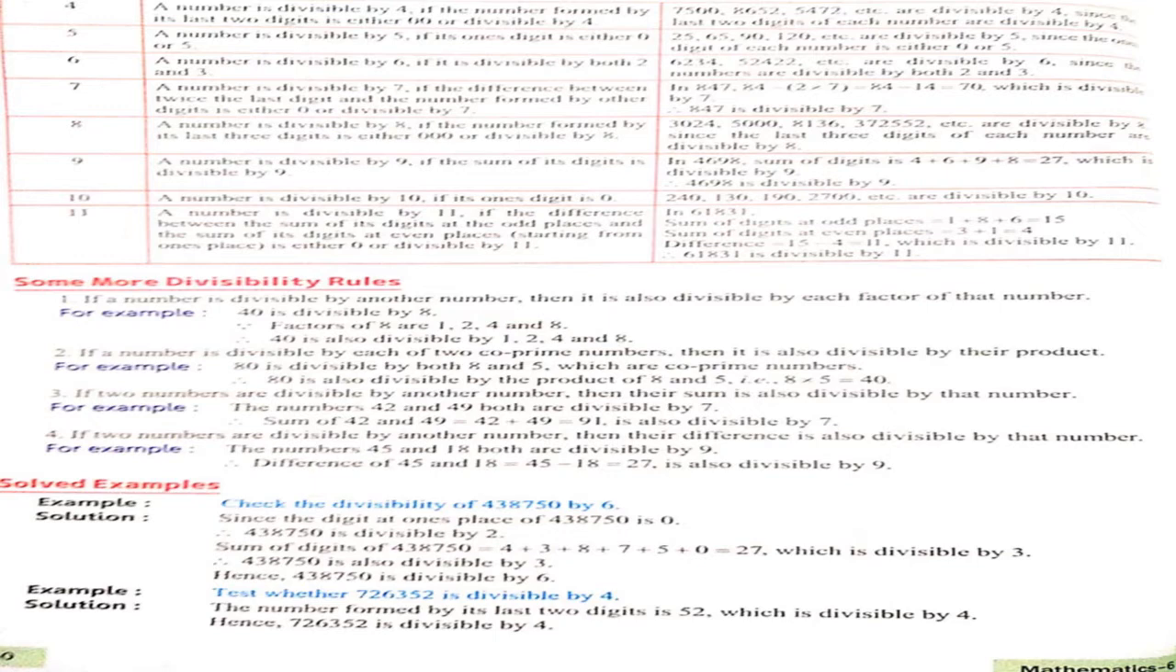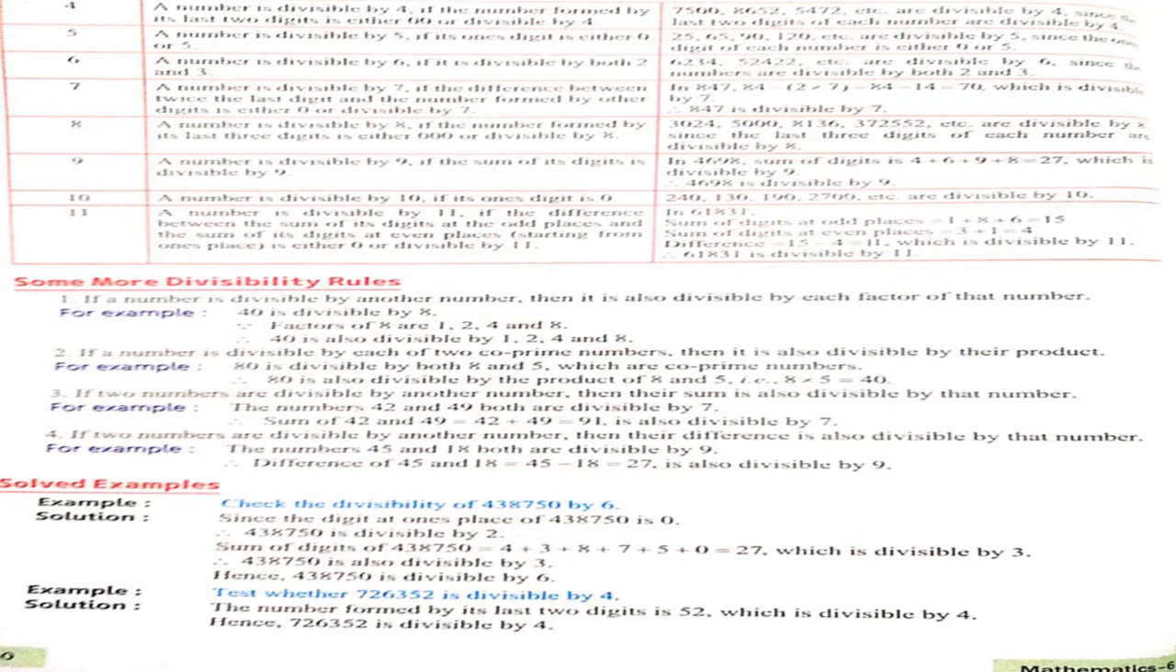Now 8. A number is divisible by 8 if the number formed by its last three digits is either 000 or divisible by 8. Now 9. A number is divisible by 9 if the sum of its digits is divisible by 9. See the example 4698. The sum of digits is 27. So 27 is divisible by 9. So this number is also divisible by 9. Now 10. A number is divisible by 10 if its ones digit is 0.